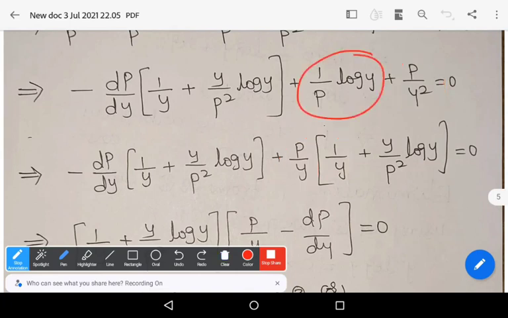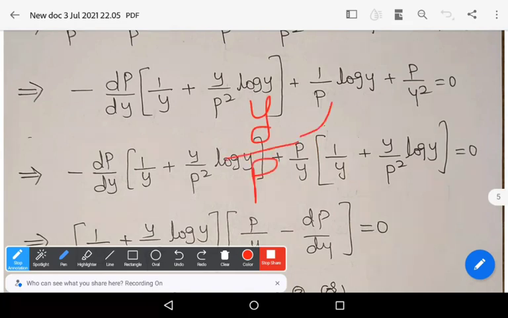But in this term, there is no p by y. So that p by y becomes y by p as multiple for that term. There is no p by y term in this term, but we are making common p by y. So the reciprocal of p by y, meaning y by p, becomes multiple to this term. So that term becomes y by p square into log y is equals to 0.